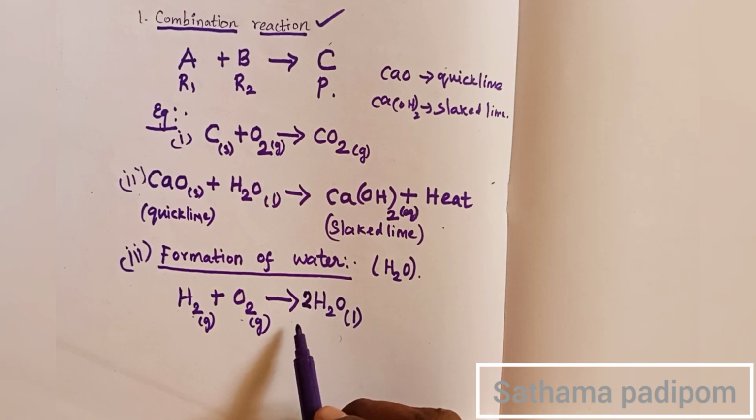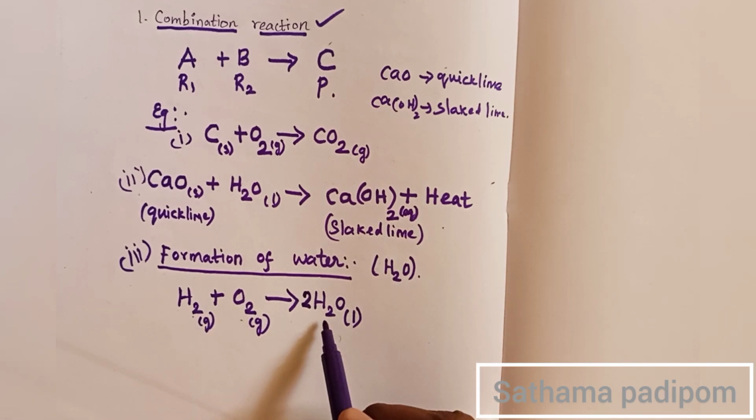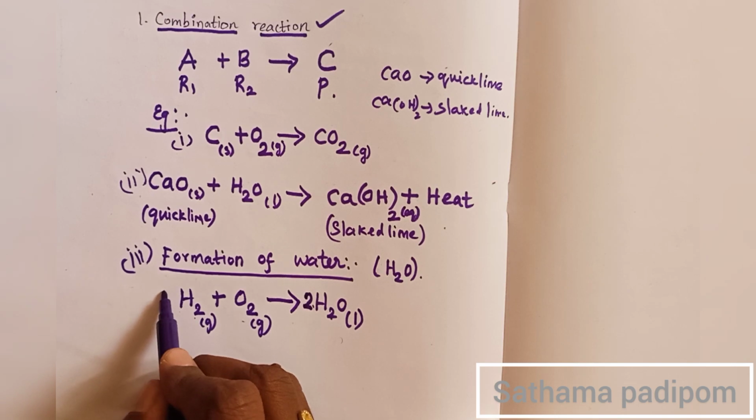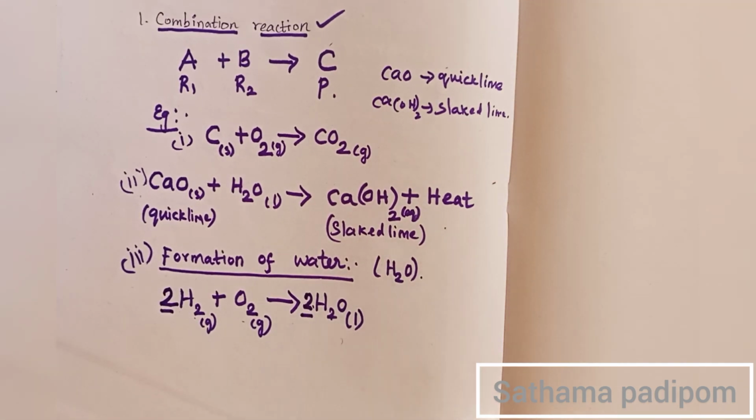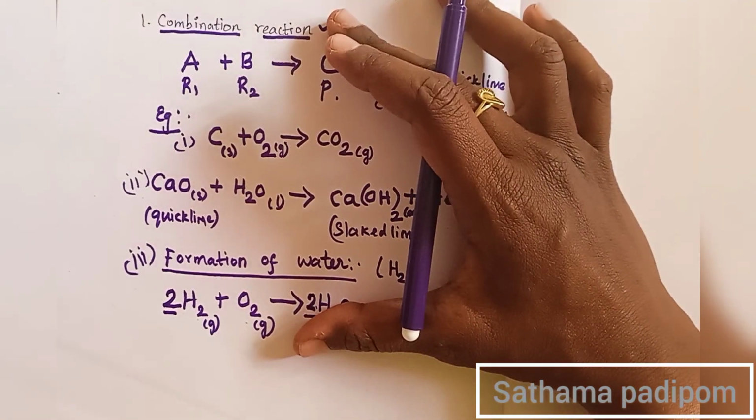Now see whether hydrogen is balanced. Hydrogen is 2 here. Here hydrogen is 4. So what you have to do here? You have to add 2 here. Look at the equation now. Is it balanced? Yes. Okay. So this is the example for the combination reaction.